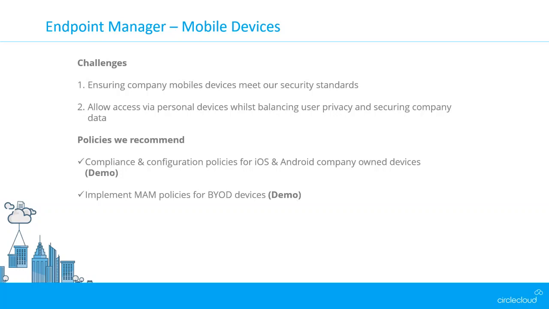So the policies that we recommend you put in place to tackle these two challenges are, the first one is to put in place compliance and configuration policies for iOS and Android company-owned devices. So the compliance policy is your standard. All iOS devices might have to have a certain version, a PIN code that's alphanumeric, and they must be encrypted and they can't be jailbroken, for example. That would be your compliance standard, and any device that's enrolled into your organization would be reviewed against those standards, so you can see which meet the standards, which don't.